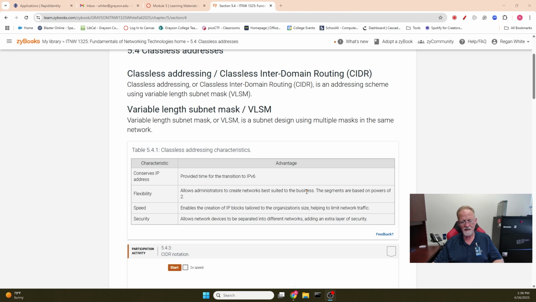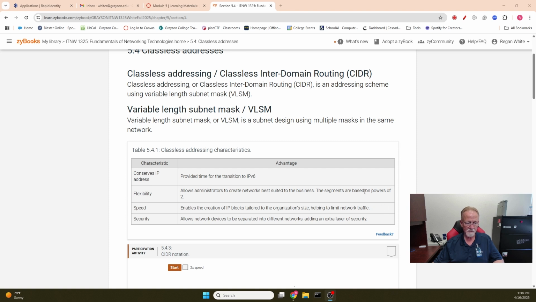If you've got a section that needs a lot more and a section that needs a lot less, and you don't want to have two routers, you can do this with subnetting. And classless addressing enables the creation of IP blocks tailored to the organization. Once again, you're building segments in order to help control traffic and cut down on choke points. And then it allows network devices to be separated into different networks. This provides another layer of security. Without some work in the router, these subnets can't talk to each other.